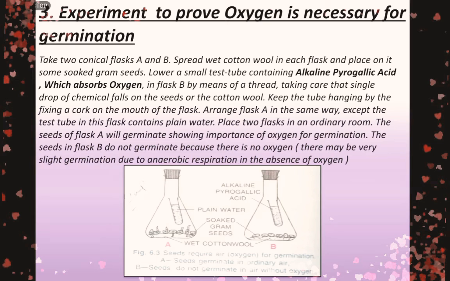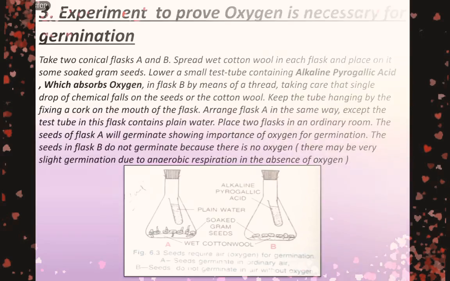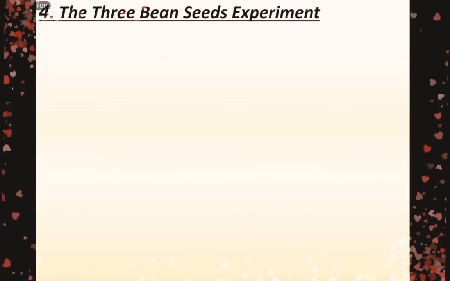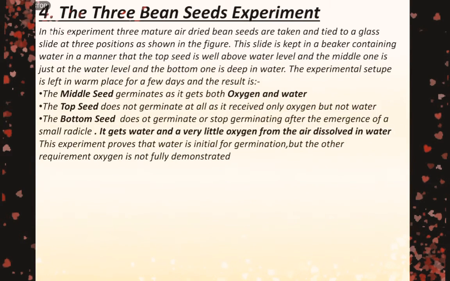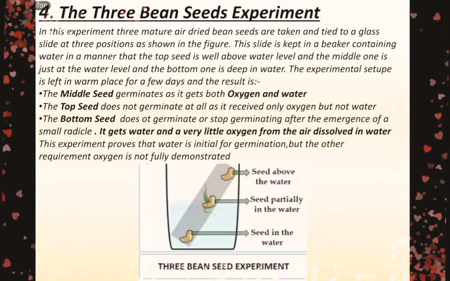The seeds of flask A will germinate, showing the importance of oxygen for germination. The seeds in flask B do not germinate because there is no oxygen. There may be very slight germination due to anaerobic respiration in the absence of oxygen. Next, the three bean seeds experiment. In this experiment, three mature air-dried bean seeds are taken and tied to a glass slide at three positions as shown in the figure.